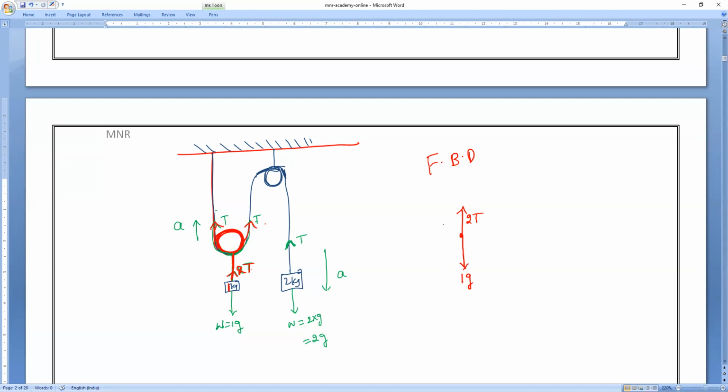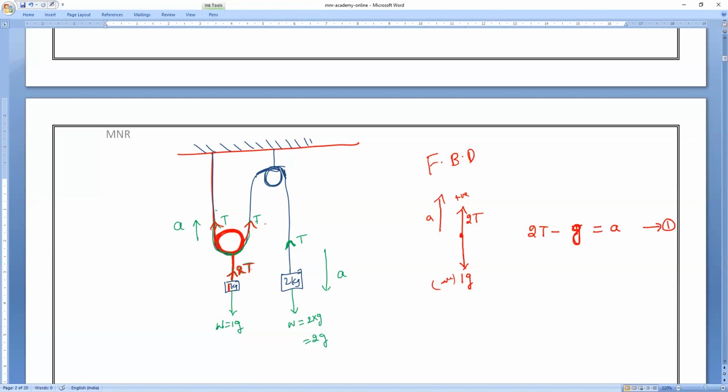Yes. So acceleration is in the upward direction. So this is positive and this is negative. So form the equation fast. Form the equation. 2T minus g, sorry, 2T minus g is equal to a. Am I right, Rudreswa? Yes, sir.